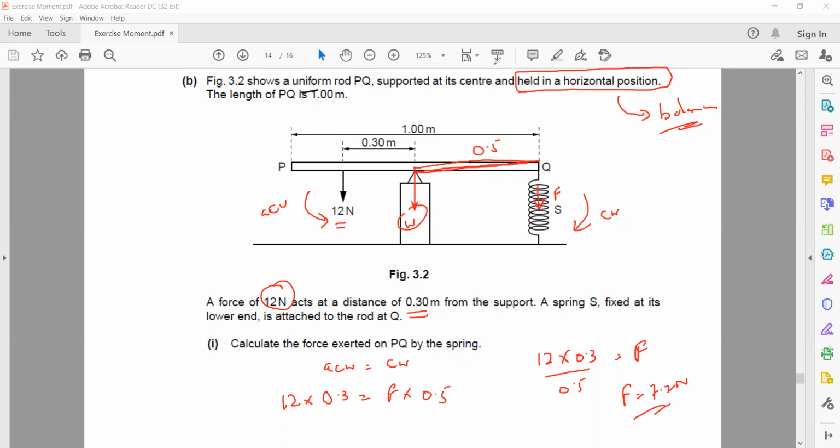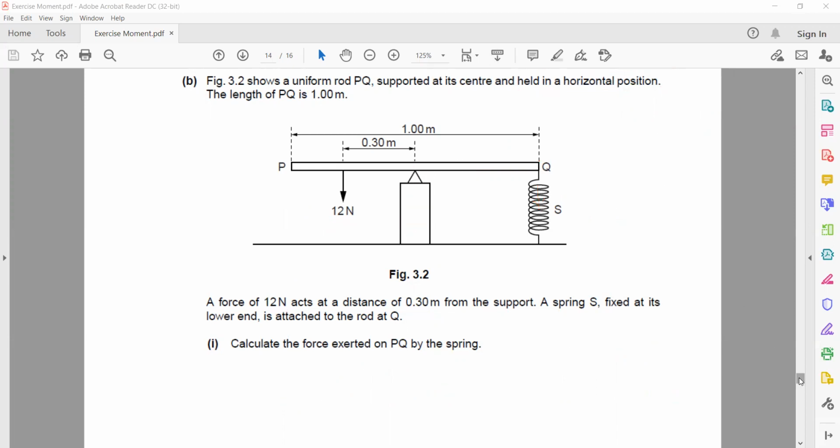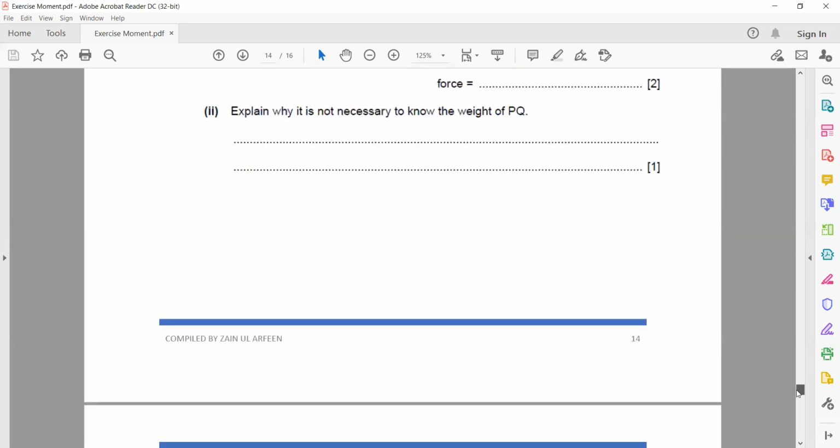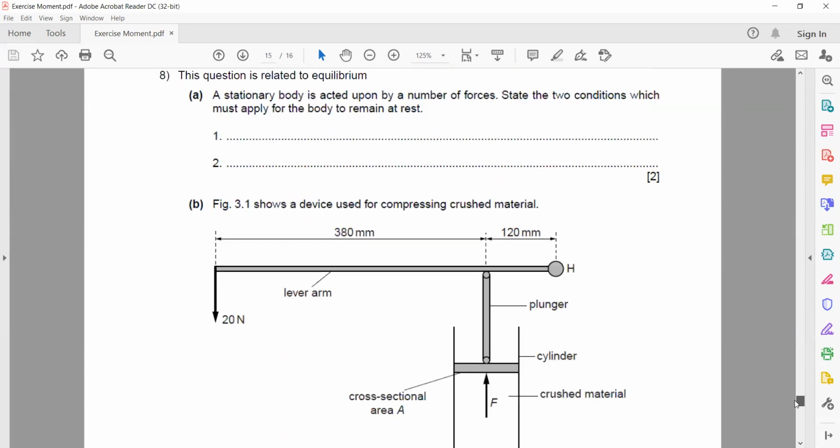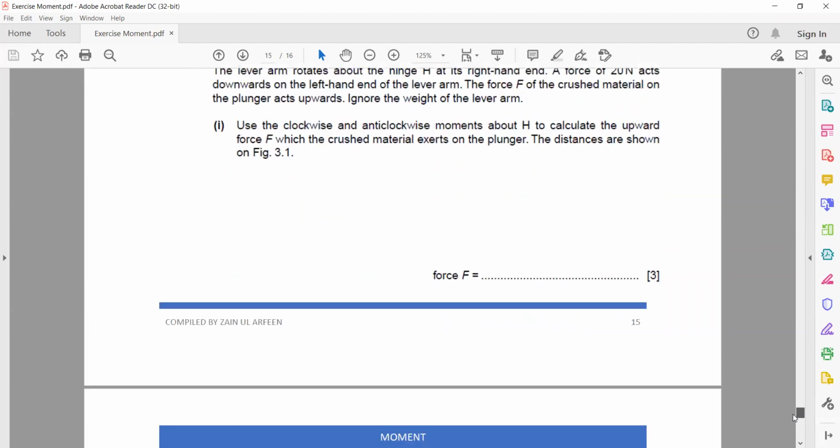And why did we not consider the weight, or why is knowing the weight not important? Because it is acting at the center, so it will not cause any turning effect or moment.